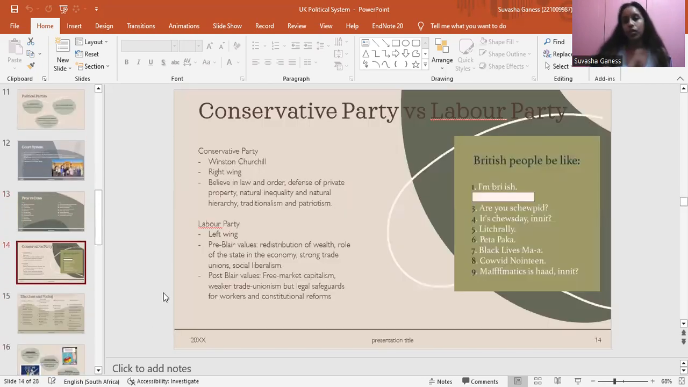Okay, so we're looking at two types of parties, which are the Conservative and Labour Party. Your Conservative Party, okay, a prime example of a person who is part of the Conservative Party is Winston Churchill. This is your right-wing party, and they believe in law and order, defense of private property, natural inequality and natural hierarchy, traditionalism, and patriotism. Just generally what your right-wing people believe. Then you have your Labour Party, this is your left-wing party, and you have pre-Blair and post-Blair values. So pre-Blair values include redistribution of wealth, the role of the state in the economy, strong trade unions, social liberalism, etc.